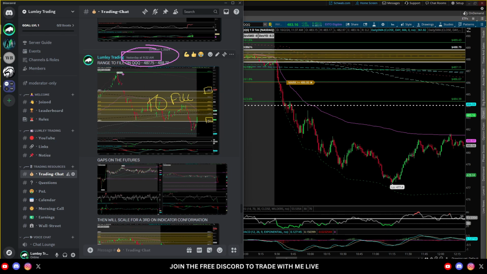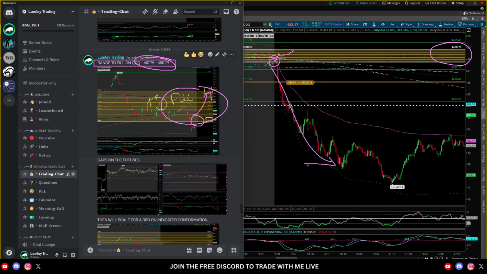So yesterday at 9:32, just as the market opens, we had a range to fill on QQQ. This was 487.75 to 488.79. That is this range here. Again, this is yesterday's chart. So what we were looking for is a move to fill all of price within that range. As you can see, we opened and just dropped and dropped and dropped.